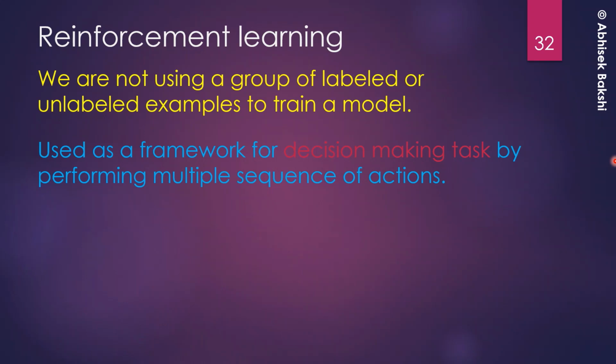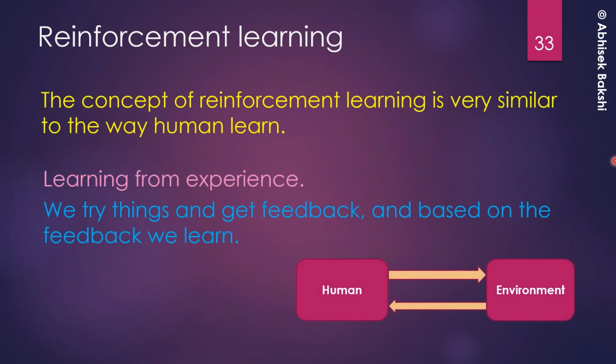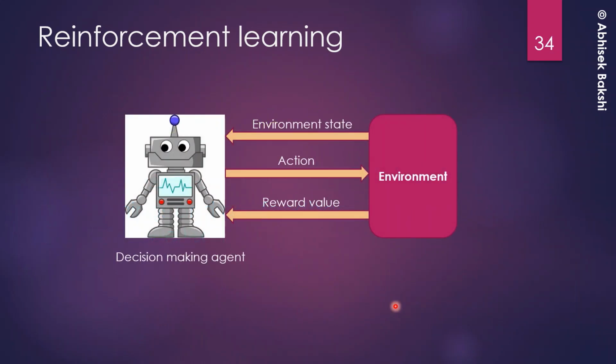So what is the best result in the form? The situation is something like this. As I told you, the concept of reinforcement learning is very similar to how humans learn. Just assume that you are here and you have some environment. Environment means you are trying to ride a bicycle, so the road on which you are riding is the environment. You are giving some actions to the environment, and based on that you are getting some output. Technically, we call it a reward value.